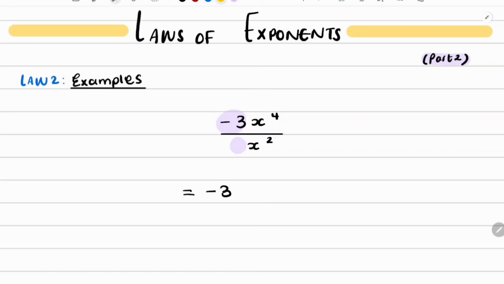Then we would work with the variables. So the x to the power of 4 divided by x to the power of 2, that would stay x, and then you would just subtract your exponents. So 4 minus 2 is 2. And this is our answer.